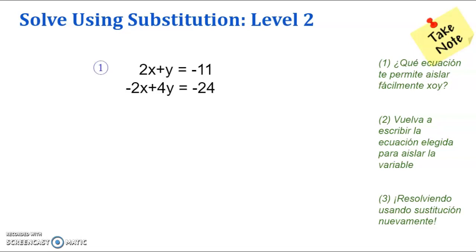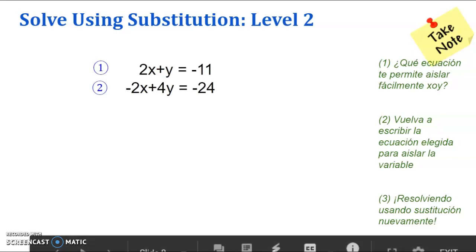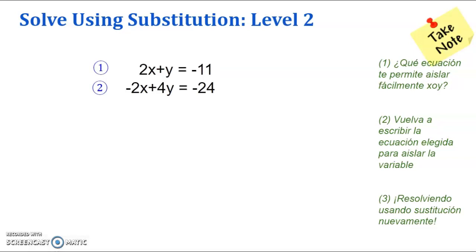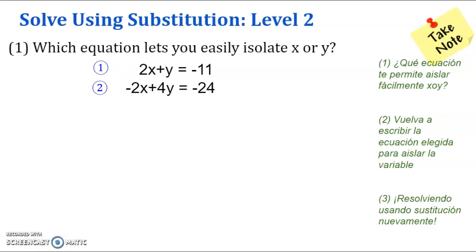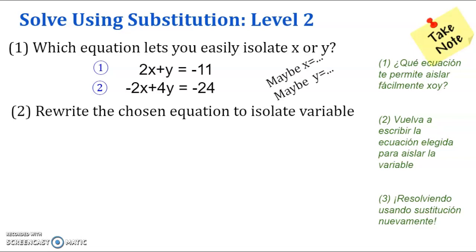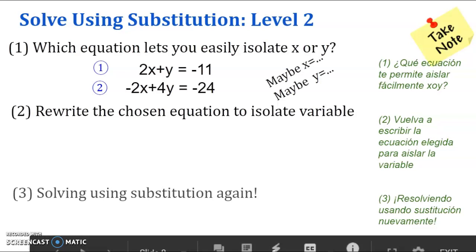So what do you do? Well, you call the first equation equation 1 and the second equation equation 2. Alright, so which equation lets you easily isolate x or y? What do you think? Looking at both the equations, which one would be easier to convert to y is equal to or x is equal to? Maybe x is equal to, maybe y is equal to. Okay, so then rewrite the chosen equation to isolate the variable. And then the final step is to solve using the substitution method again.